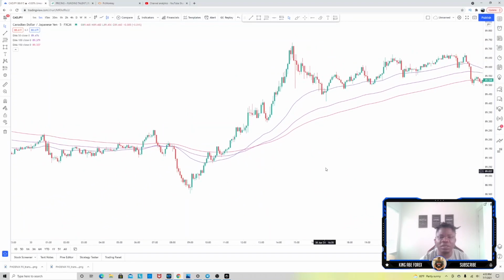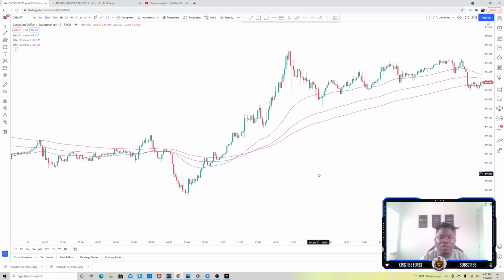Now, looking at this buy example right here, you need to make sure that you can see that the 50 crosses the 100 and the 150 EMA. Once you have that, you'll be on the lookout for your entry. Now, what else do we see here? What we're waiting for is a pullback.